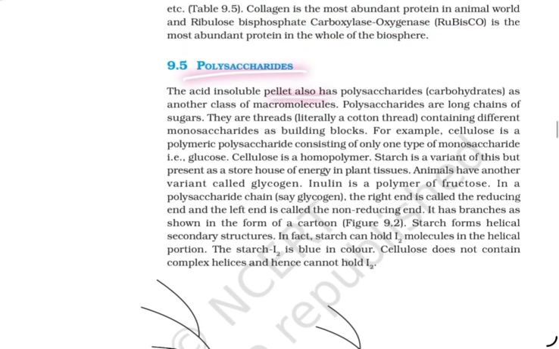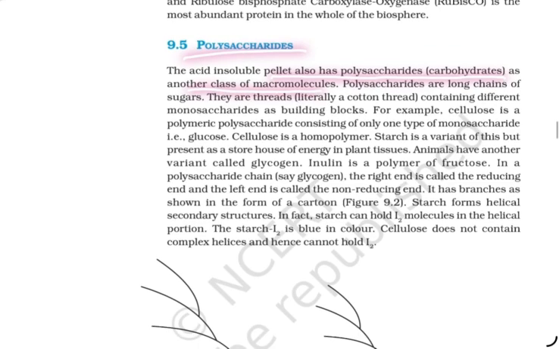Polysaccharides. Acid insoluble pellets also contain polysaccharides. Carbohydrates are another class of macromolecules. Polysaccharides are long chains of sugars, literally like cotton threads, containing monosaccharides as building blocks. For example, cellulose is a polymeric polysaccharide consisting of only one type of monosaccharide, that is glucose. Cellulose is a homopolymer.